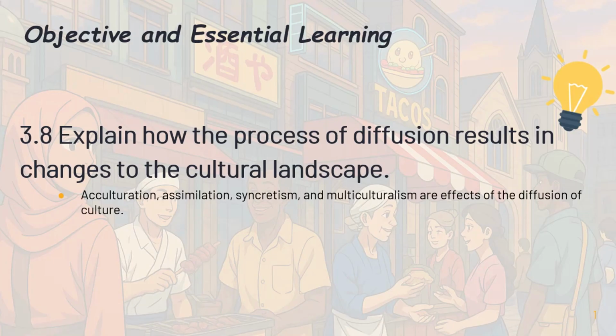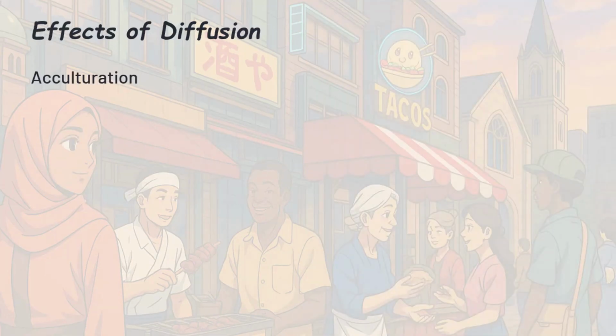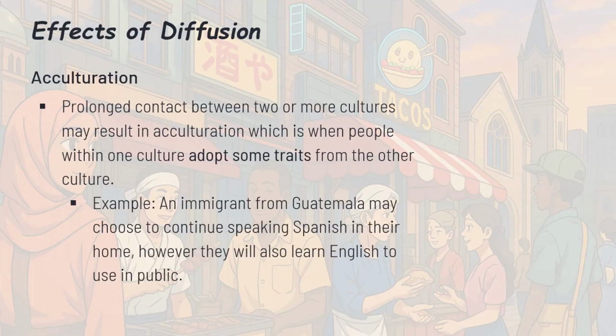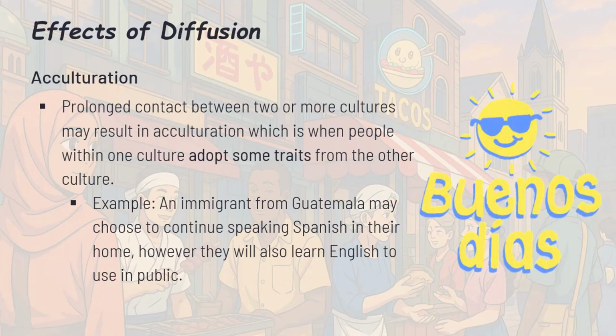Speaking of which, up first is acculturation, the chill older sibling who knows how to adapt without losing their roots. Let's get into it. Acculturation is what happens when cultures hang out long enough that they start rubbing off on each other, like when your playlist starts picking up your best friend's favorite songs. It's all about adopting a few traits from another culture without dropping your own identity. In the example here, imagine a Guatemalan immigrant who speaks Spanish at home but switches to English at school or work. That's acculturation in action, a cultural remix, not a full reboot.